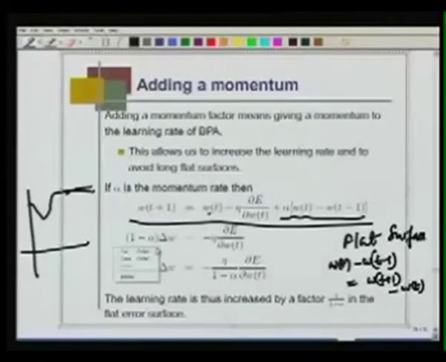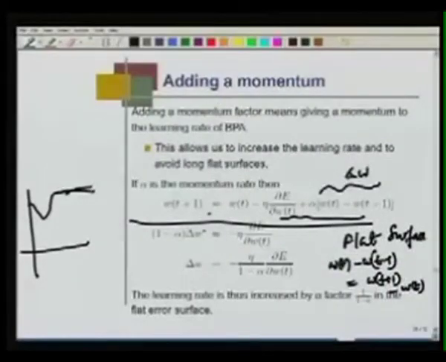So, if that is the case, I can rewrite this equation, which is now 1 minus alpha delta W, where delta W is Wt plus 1 minus Wt, and this is also delta W. So, this is my delta W, and Wt plus 1 minus Wt is also delta W. So, 1 minus alpha delta W is minus eta del E upon del Wt.